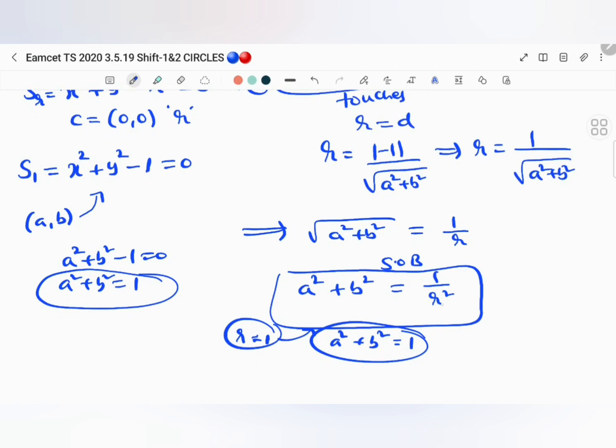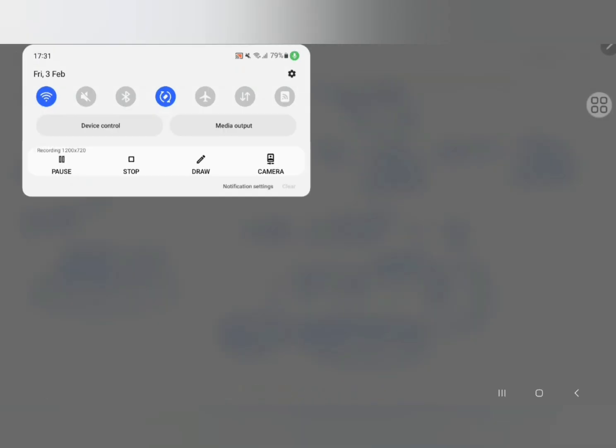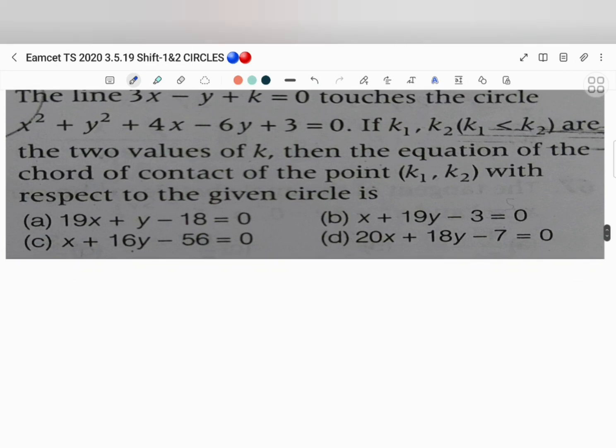So here also r is equal to 1, substitute in this condition: a square plus b square equal to 1 only. Both are satisfying, which means this is the right answer. So no need to go for another one. We'll move on to the next question.